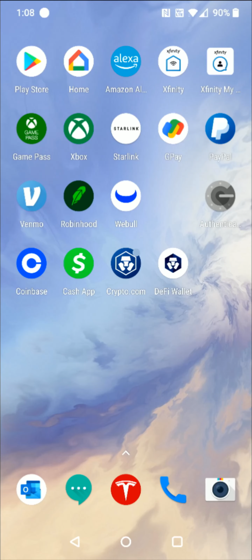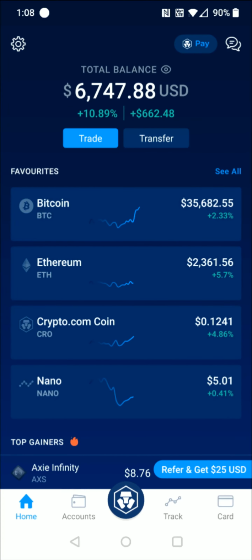Hey guys, if you're ever wondering what the fees or the limits are associated with your Crypto.com account, there's actually a really easy way that you can access all of this information in the Crypto.com application itself. So I'm going to launch the Crypto.com app and show you where you can access this.